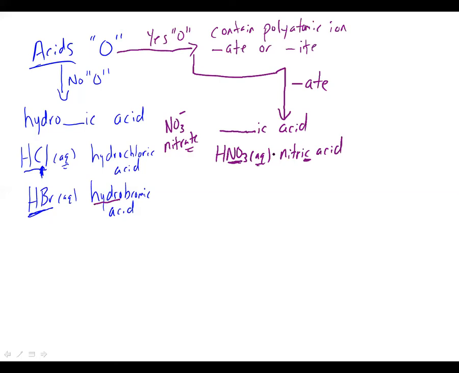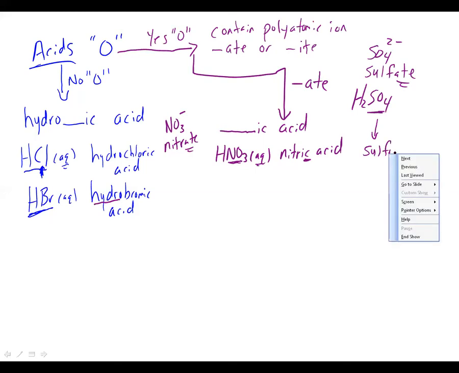If we look at something like H2SO4, SO4 has oxygen, and SO4 is SO4 2 minus, which is sulfate. So the name of this acid would be sulfuric acid. A good way to remember it is: I ate too much, I feel icky. So that's a good way to remember how to name the acid.